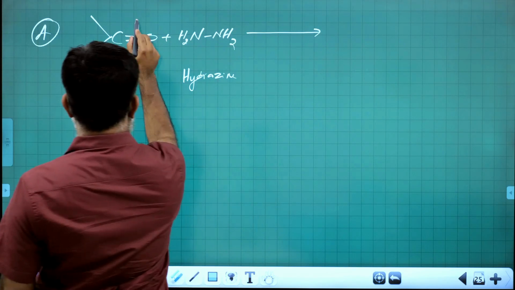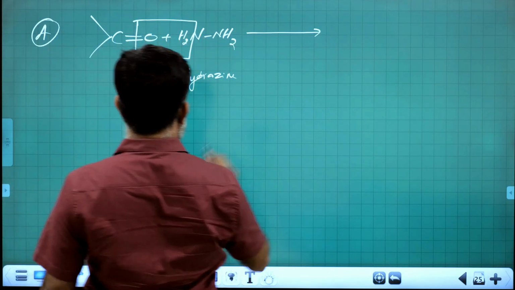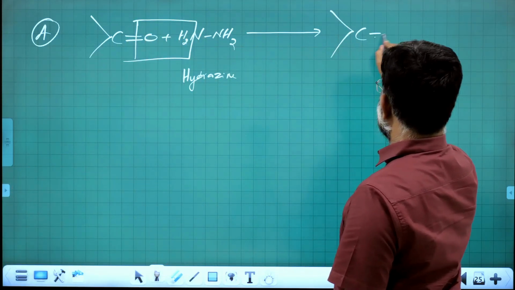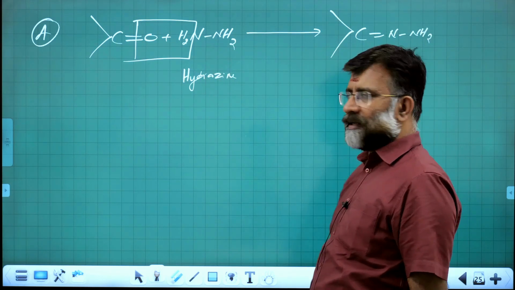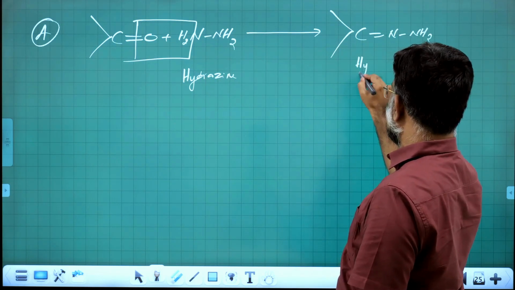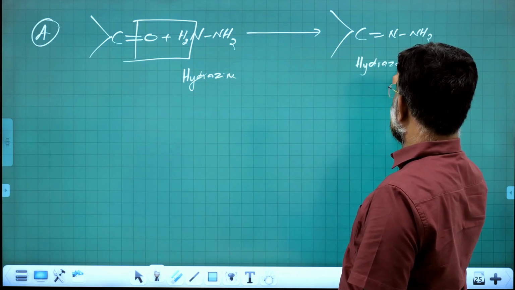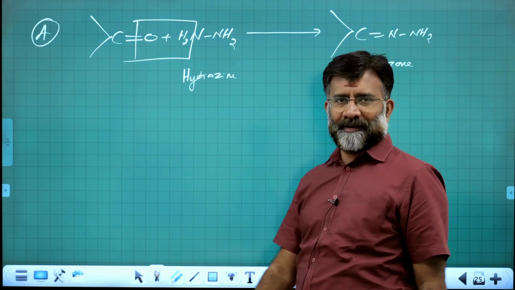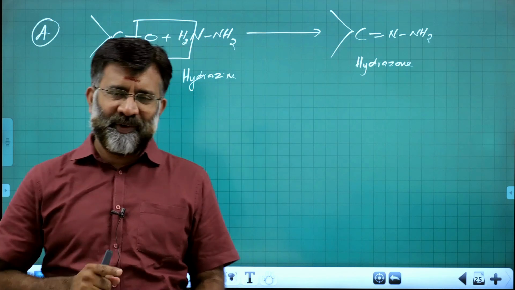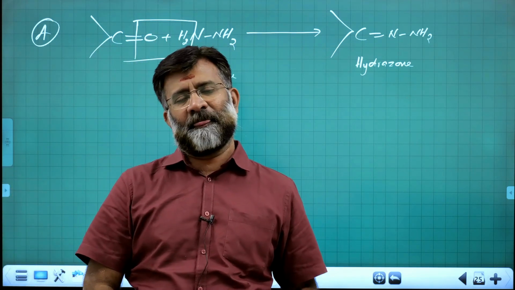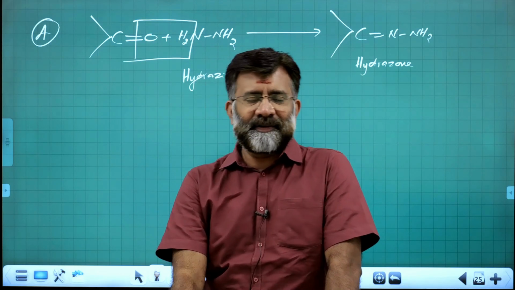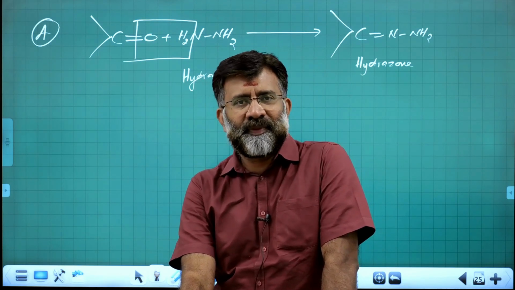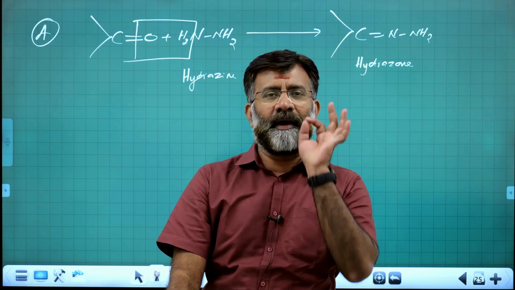And what will be the result? This is out again, and you get C double bond NNH2. If you take hydrazine, the product is hydrazone. This is called a hydrazone. So ammonia, you get imine. Amine, you get substituted amine. Hydroxylamine, you get oxime. Hydrazine, you get hydrazone.